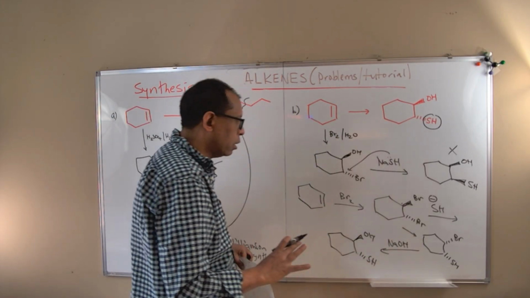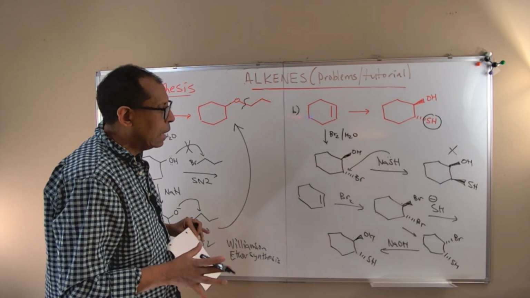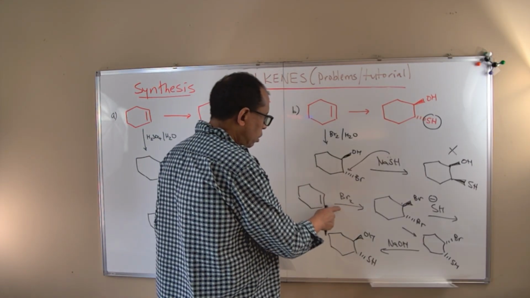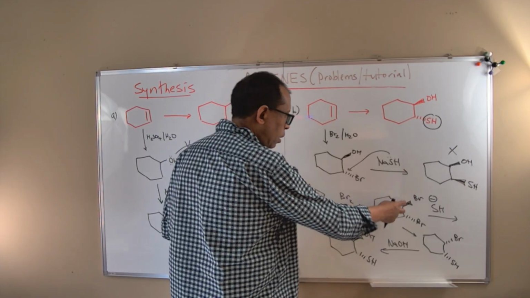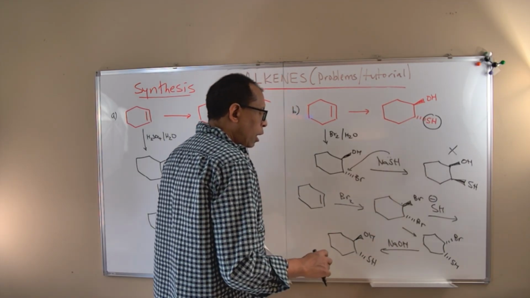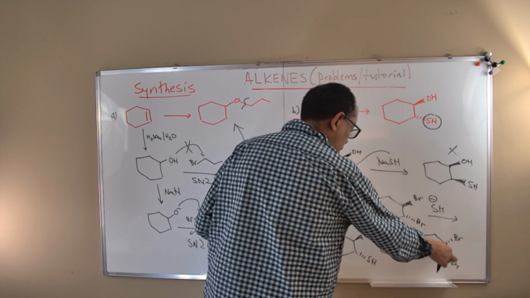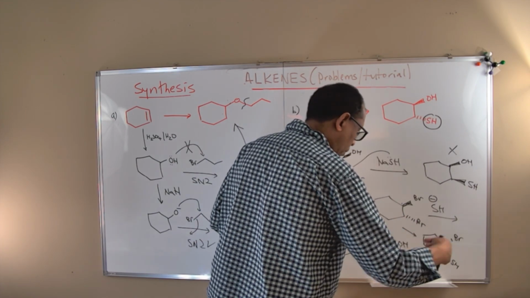So this is a little bit complicated, but this is what I would propose. First, go through the dibromo addition, which would be trans, and then make a nucleophilic attack, which would be syn. Both of them would be on the same side.